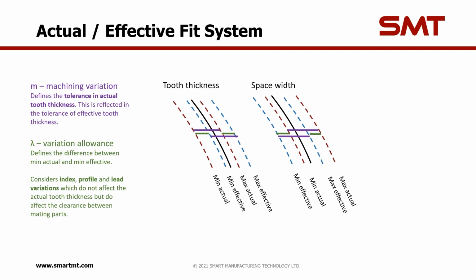Okay, another couple of bits of information added to our simple diagram here. The purple lines, as you can see them, are going between the maximum and the minimum, either of the actual or the effective. And these are the machining variation. So these define the tolerance of the actual tooth thickness, but that's also reflected in the tolerance of the effective tooth thickness. So they are the same measurement.